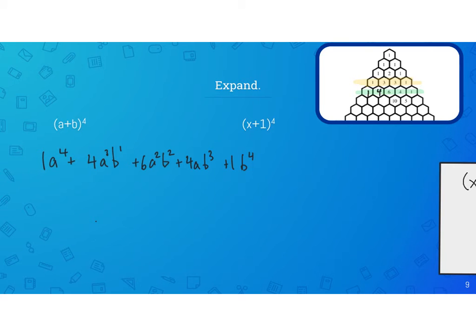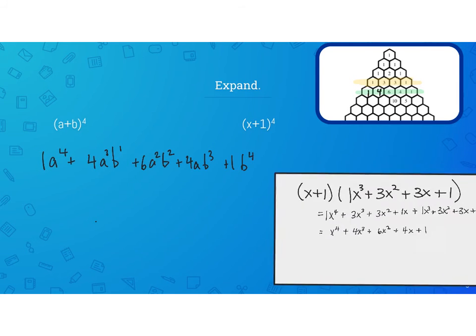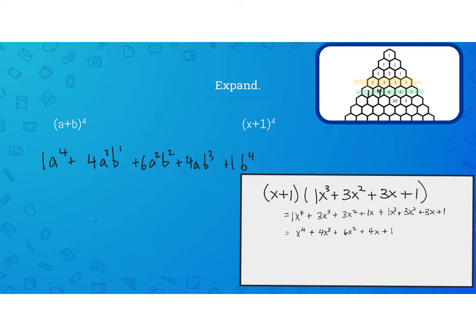This is Pascal's triangle and the binomial expansion. I have done the second one just so you can see. I did it the long way, but we ended up with 1x^4 plus 4x^3 plus 6x^2 plus 4x plus 1. There we go.